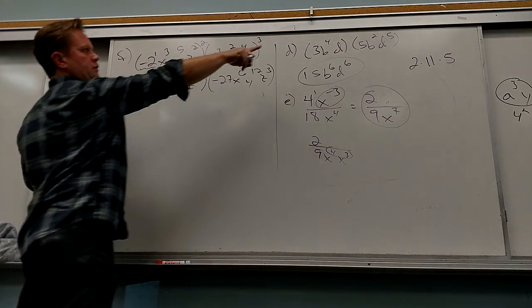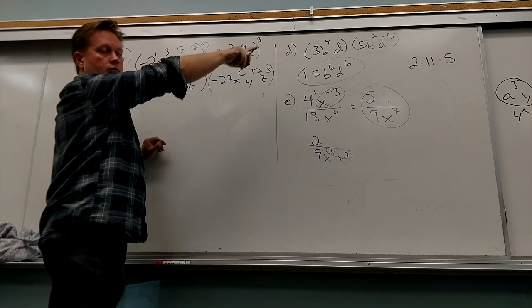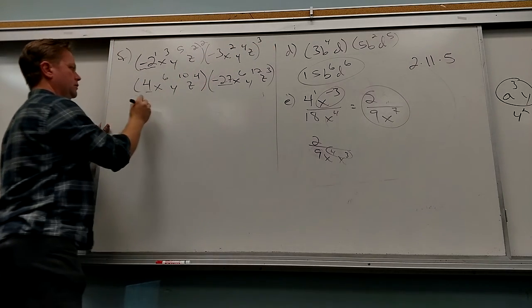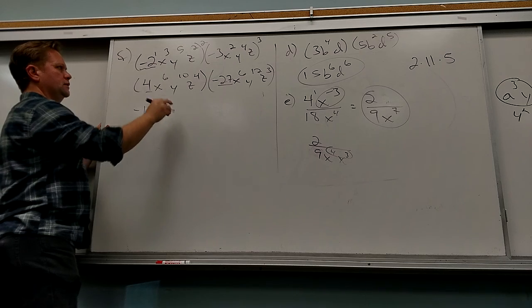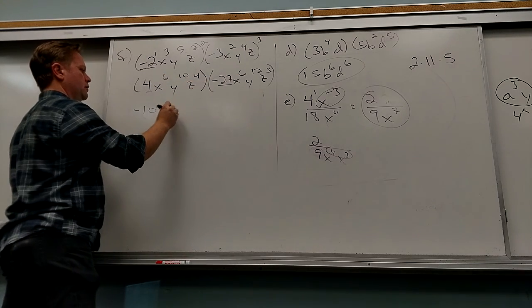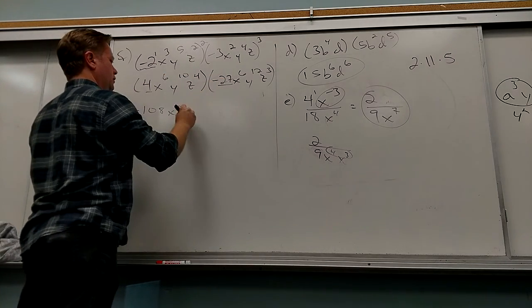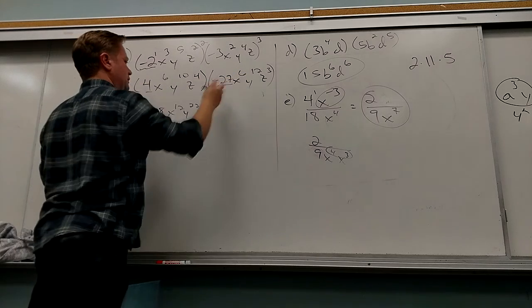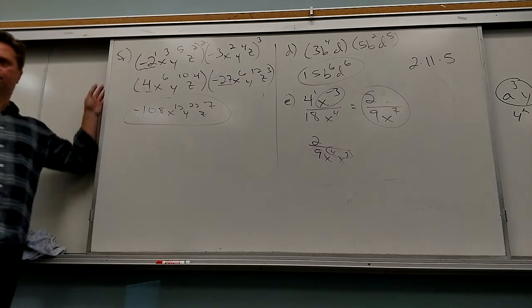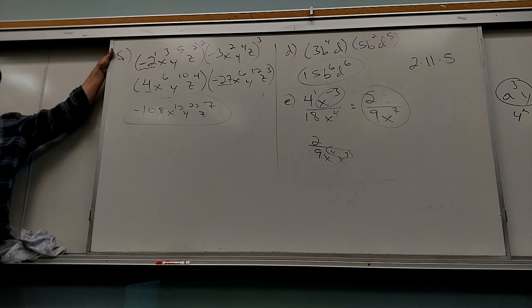And now it's a problem just like that one there, right? I can multiply my numbers together. 108, x to the 12th, y to the 22, z to the 7. Pop. All right, I like it.